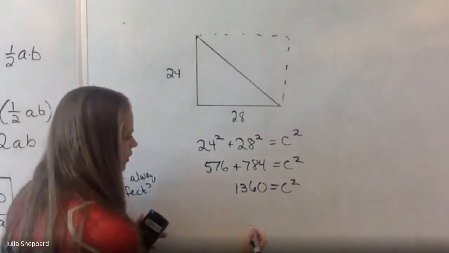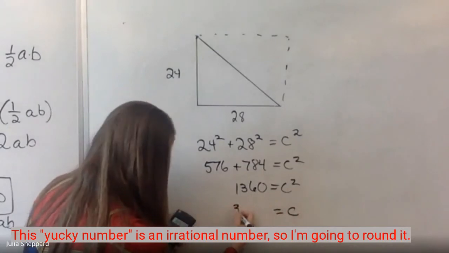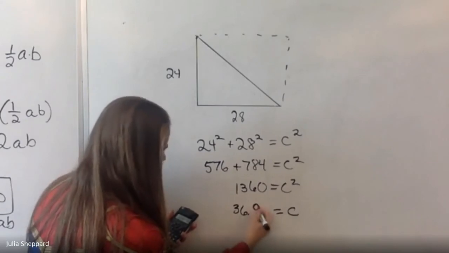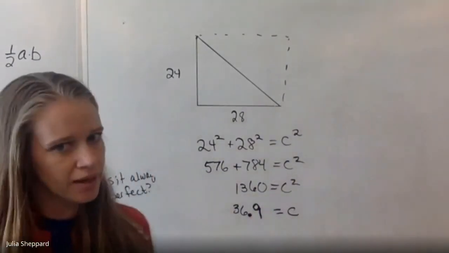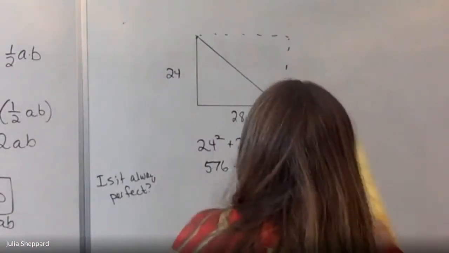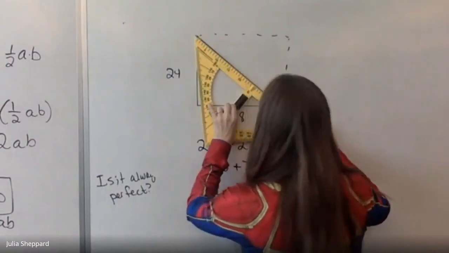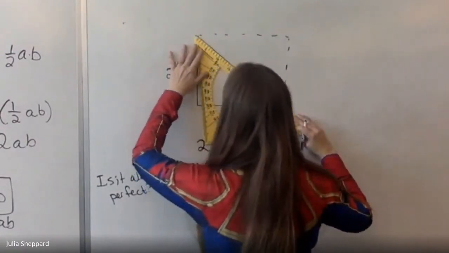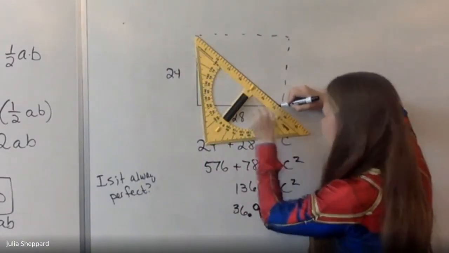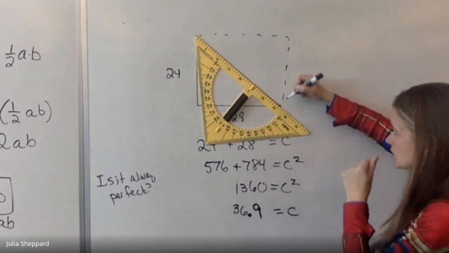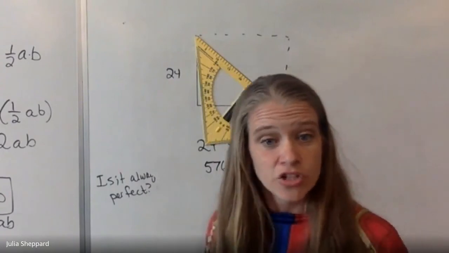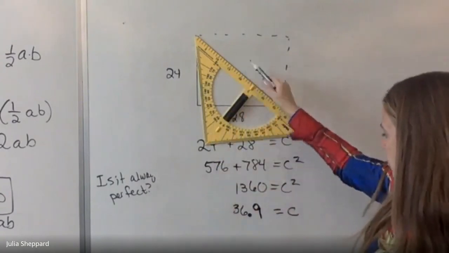Ooh, I get a yucky number. C equals 36.87. So probably I'm going to say round it to the nearest tenth, 36.9. That's what I got for the hypotenuse. So let's just check. So here I got 35, 36. Actually, yeah, that's pretty close. Looks to me like 36 and a half. But it could be 36.9. It kind of depends on where I measured on my marker, because my marker has a thickness. So yeah, I would say verify the Pythagorean theorem works for this.